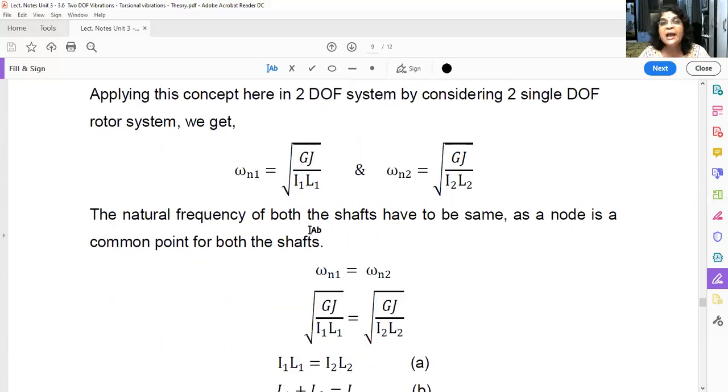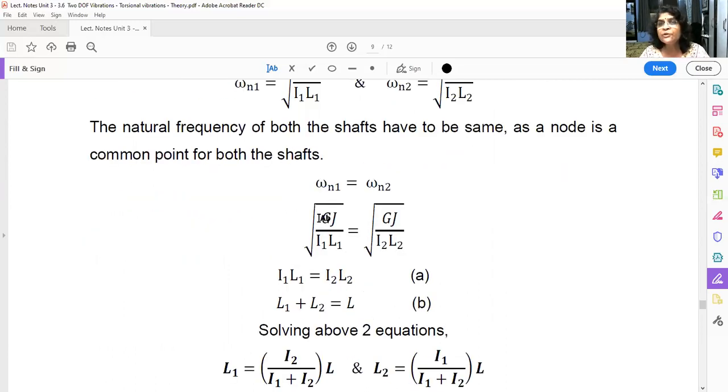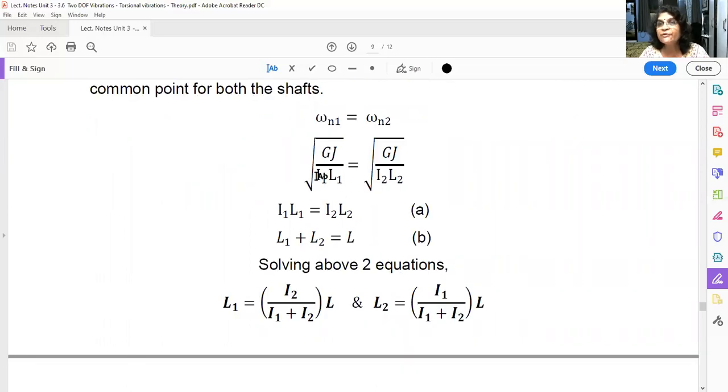As the natural frequency of both shafts has to be the same, since the node point is common to both shafts, omega n1 is equal to omega n2. So the square root of GJ upon I1 L1 is equal to the square root of GJ upon I2 L2. GJ will cancel out, and the square root we also remove. What is remaining? I1 L1 is equal to I2 L2. What are I1 and I2? The mass moments of inertia of the two rotors. What are L1 and L2? The distances of the node point from both rotors.